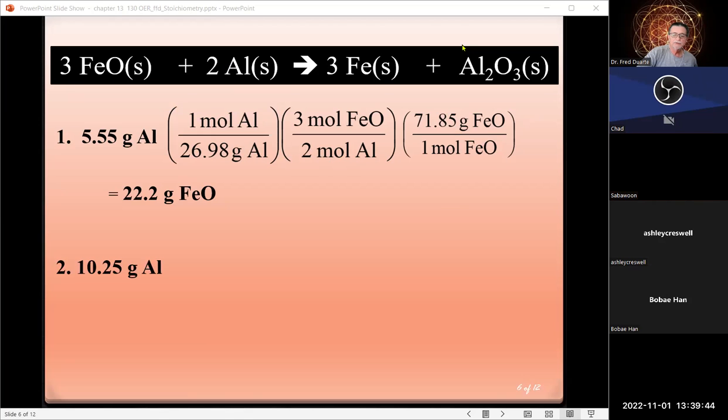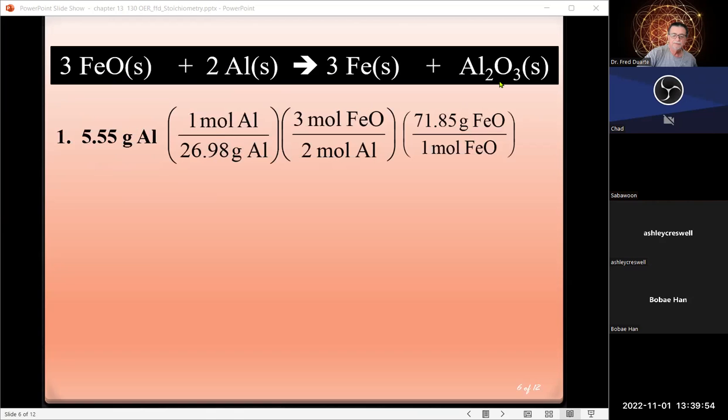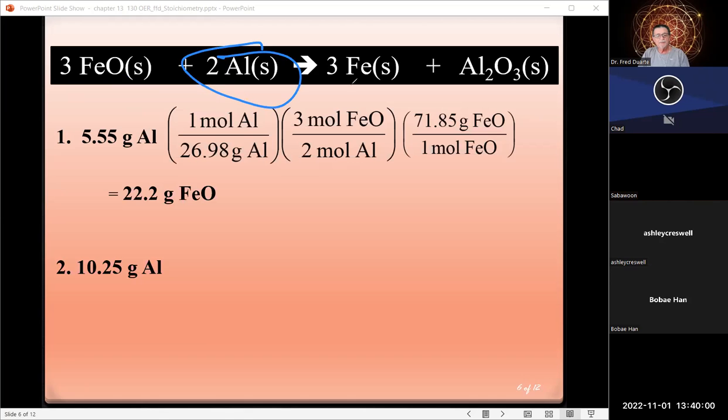The next one was we were calculating, starting with aluminum. What was it? We're going from aluminum to aluminum oxide. Almost forgot which direction we're going. All right, so we're starting with aluminum, and we need to figure out how much aluminum oxide we're going to make.